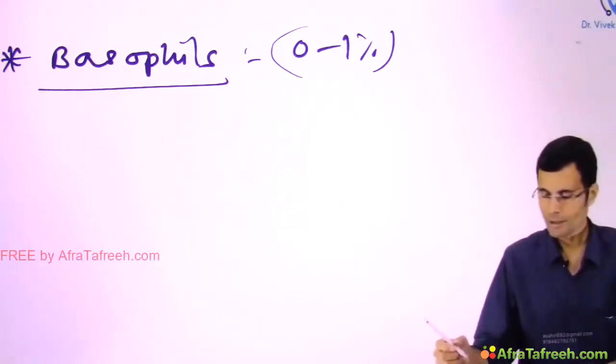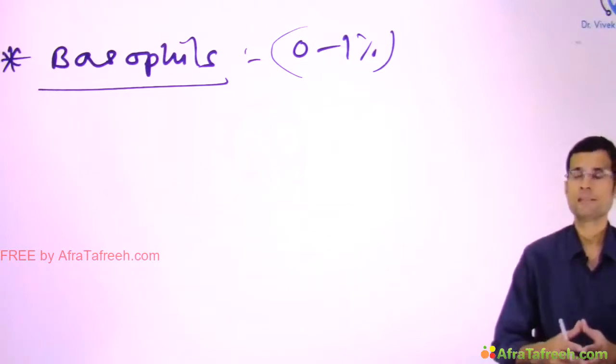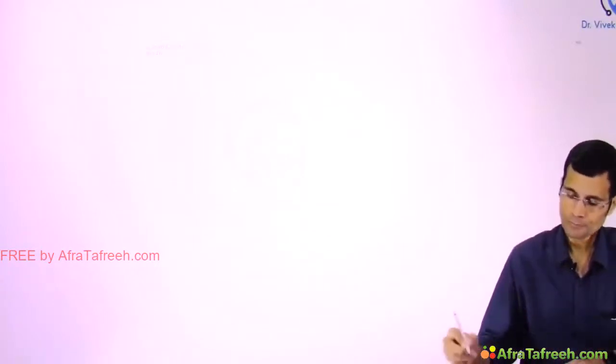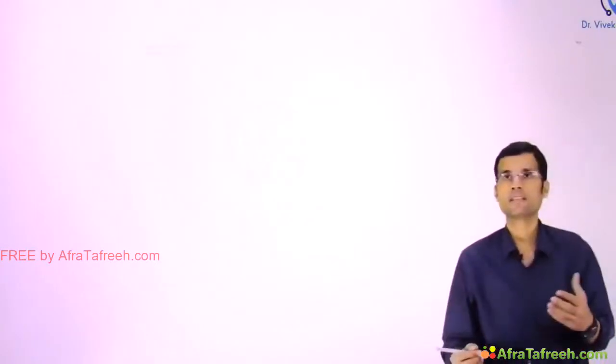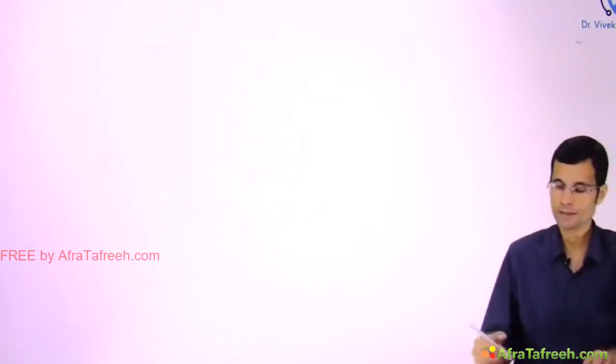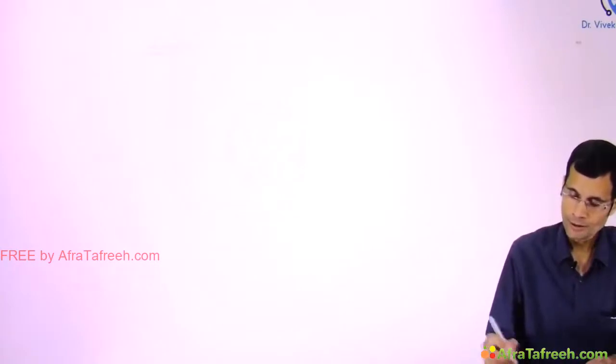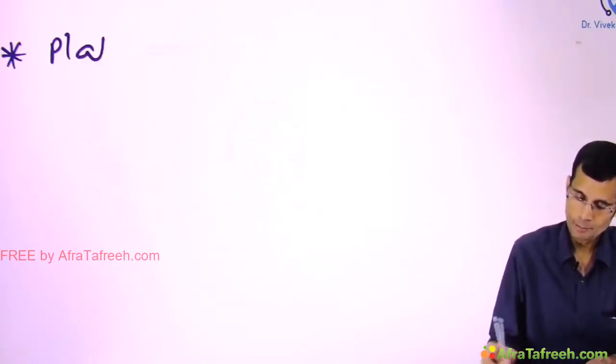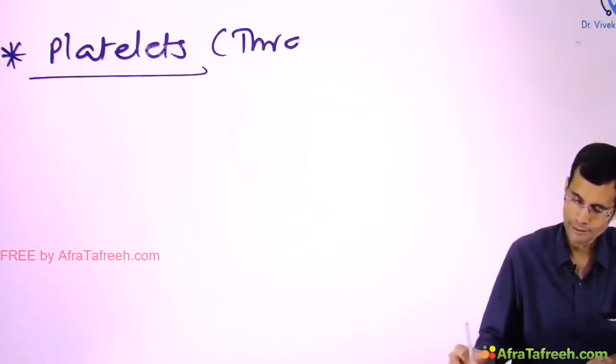So these are the WBCs, various WBCs with their functions. Let's see the third cell and the phenomenon associated with it. The third cell is platelets, also called thrombocytes.